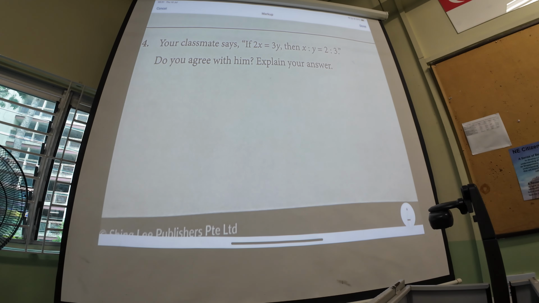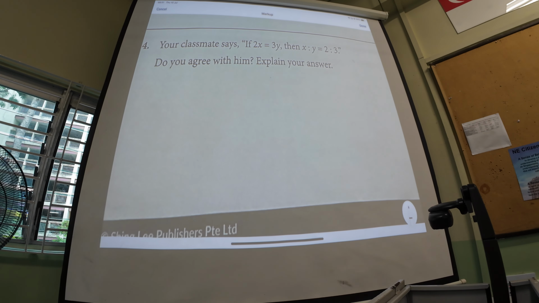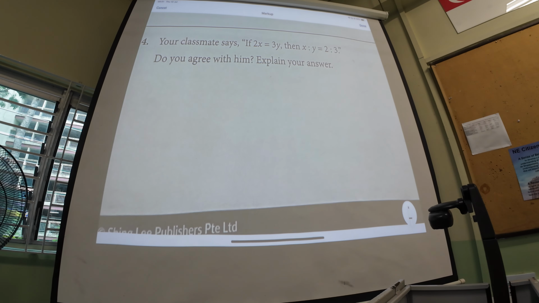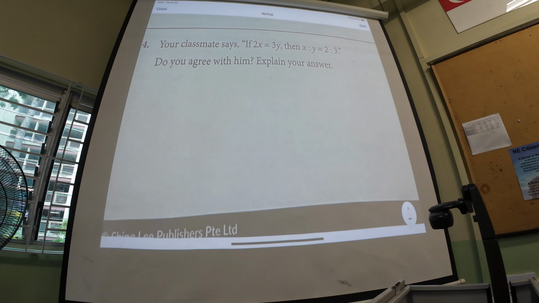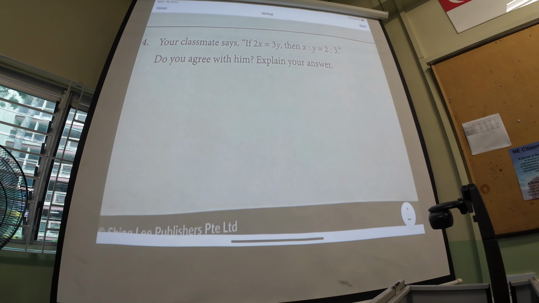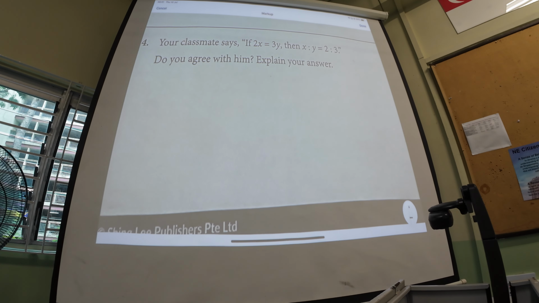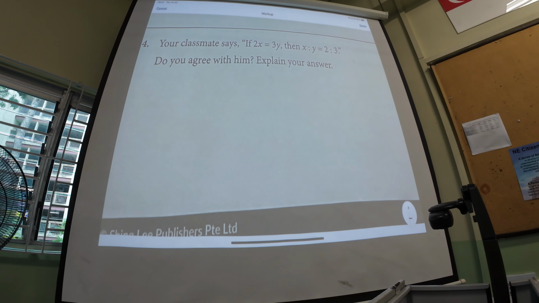Okay, this next question is more difficult in terms of the understanding. 2x is the same as 3y. Then does it mean that x to y is 2 is to 3? Anyone want to make a guess? Yes, no? Or you cannot prove one?